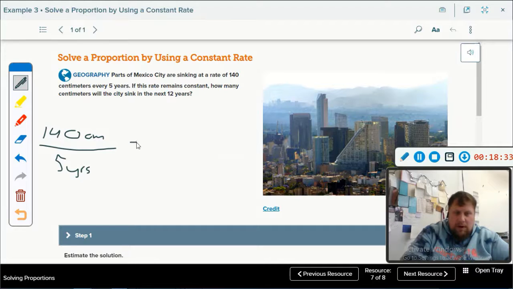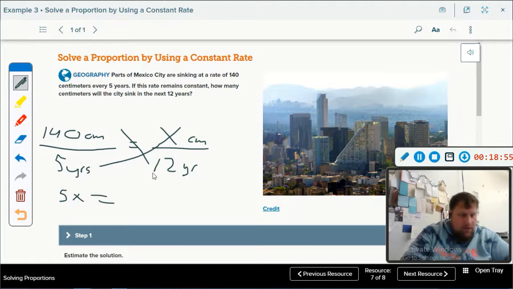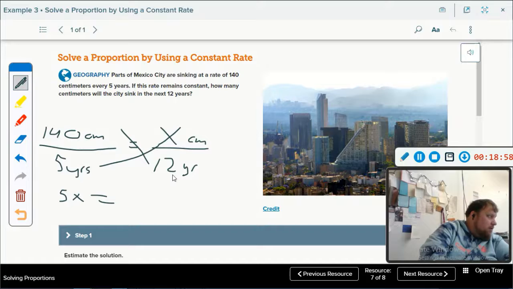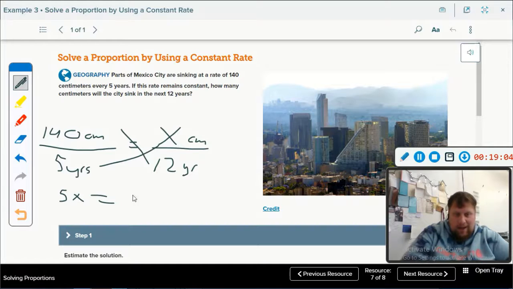Well, remember, years is on bottom, so this proportion needs to be equal to, we don't know how much sinkage, but we know it's centimeters, over the course of 12 years. Since I put years on bottom over here, I have to put years on bottom over here. Now let's cross multiply. What do I get? 5x equals 140 times 12. I don't know off the top of my head. $1,680.